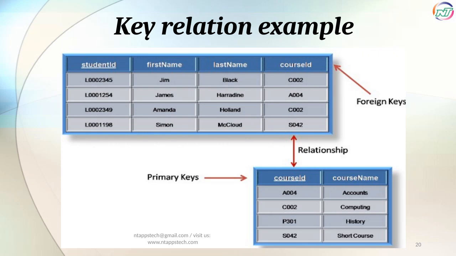In the course table, course ID is the primary key and uniquely identifies each course, while course name describes the course itself. This relationship ensures that each student is linked to the correct course by matching the course ID across both tables. This helps maintain data consistency and makes it easier to manage related data across tables.